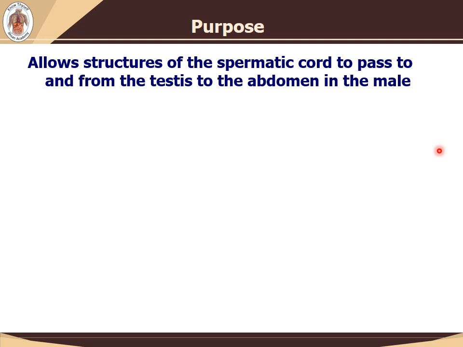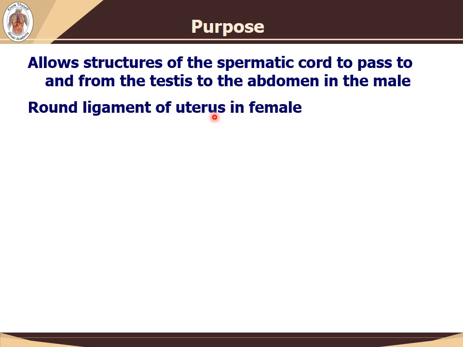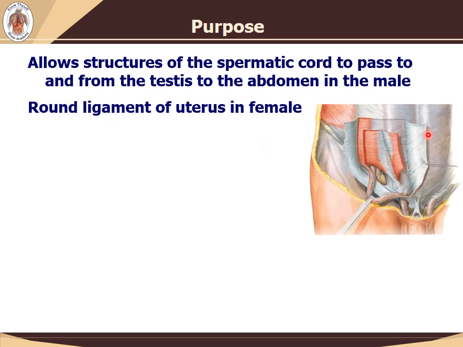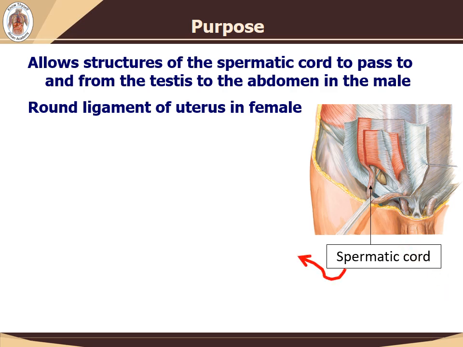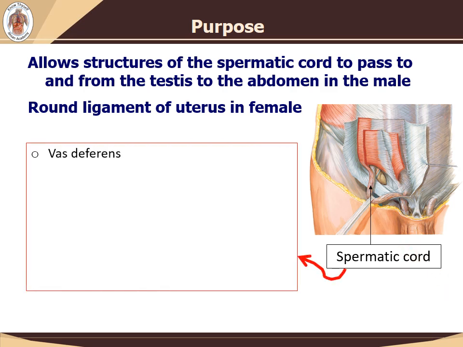Why is this canal there? In the male, this is actually transmitting the spermatic cord that contains the structures running between the testes and the abdomen. There are several structures passing through this in the male, but in the female this is relatively narrower and contains the round ligament of the uterus. You see this is the spermatic cord, which contains several structures. These are the names of those structures.